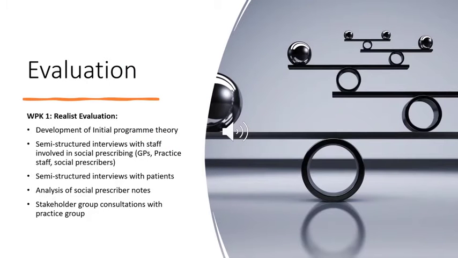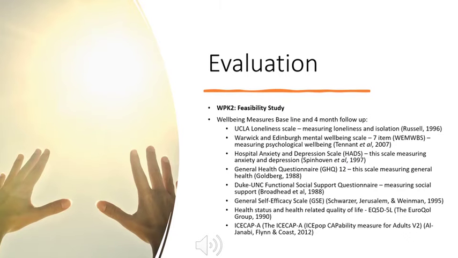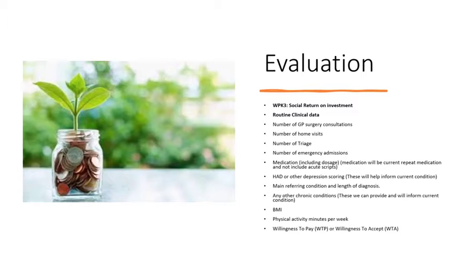The Realist evaluation involves the development of the initial programme theory, semi-structured interviews with staff and patients, analysis of social prescriber notes, and stakeholder group consultations. The feasibility study undertakes a number of wellbeing baseline measures and a 4-month follow-up. Work Package 3 is a social return on investment.